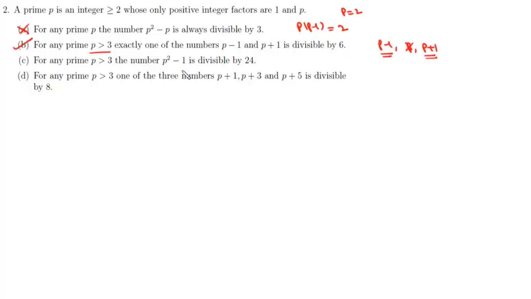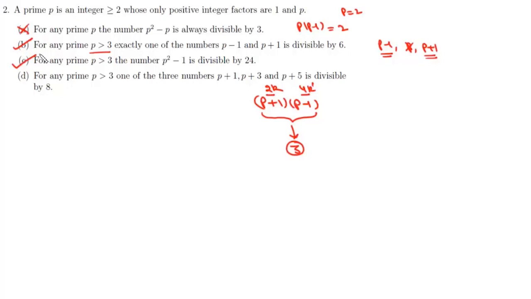Now if we look at p squared minus 1, we can write this as p plus 1 into p minus 1. Now in the previous part, we have already proved that out of these two, exactly one of them is divisible by 3. And since both are even numbers, one of them must be of the form 2k and the other one must be of the form 4k. So it is divisible by 8. So once it is divisible by 8 and 3, it will be divisible by 24. So this option C is also correct.